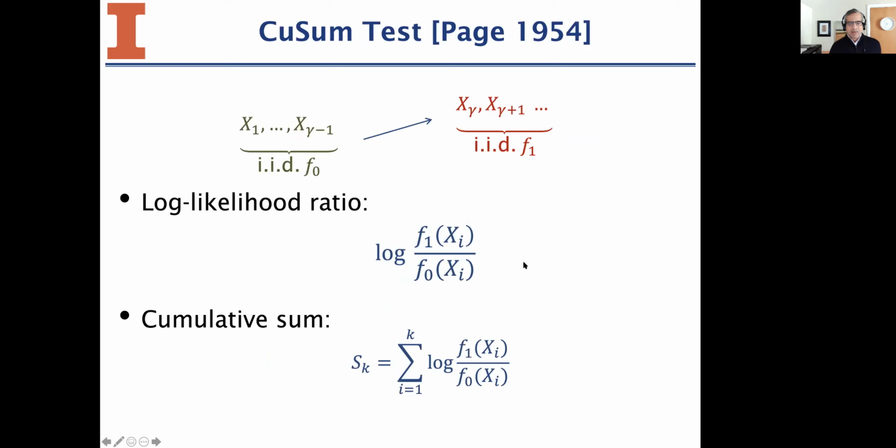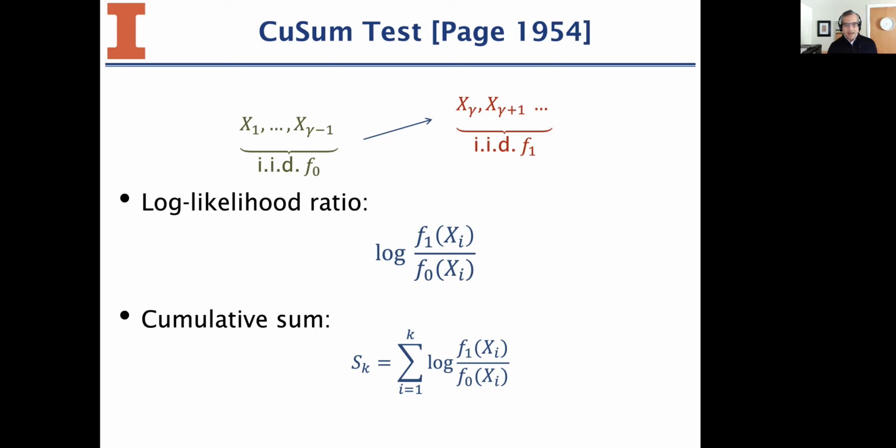So what is this CUSUM test? This was a test introduced by Page in the 1950s. The idea is that you want to use the distributions of the observations in some way. In this part of the talk, I'm going to assume that I know the statistical characterization of the observations before and after the change. In this special case, let's assume that they are independent and identically distributed with some PDF f0 before the change and PDF f1 after the change. An important quantity in such statistical decision-making problems, when you're trying to test between distributions, is the log likelihood ratio, or the likelihood ratio between the observations, f1 divided by f0.